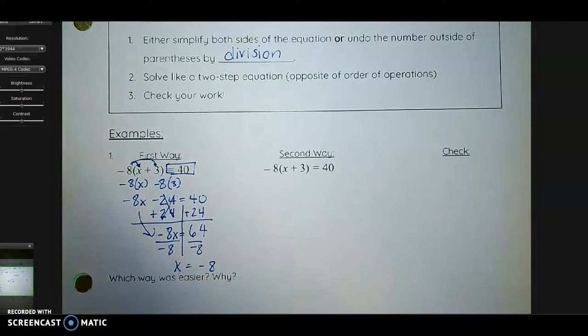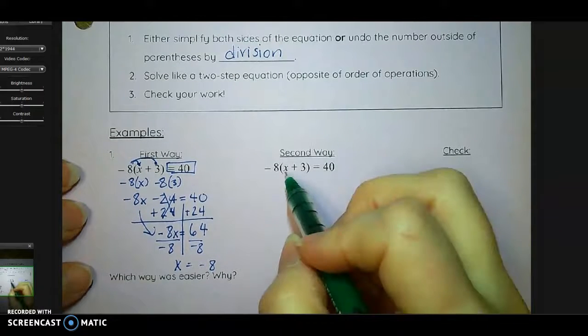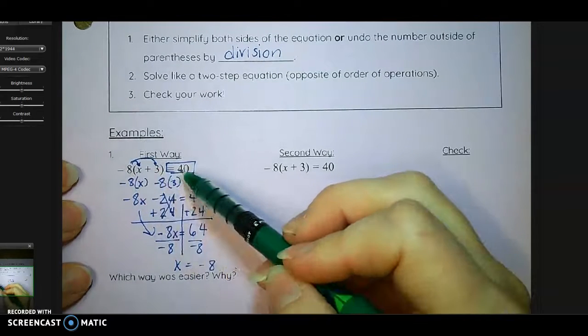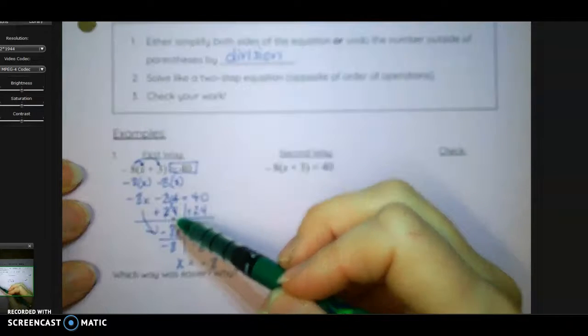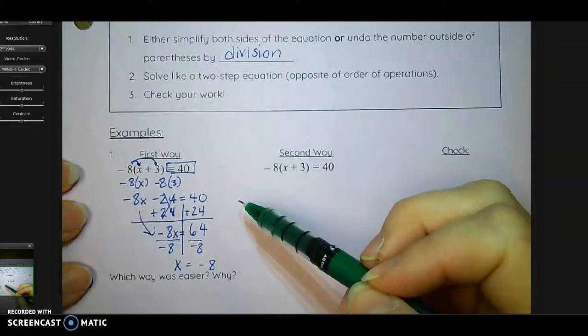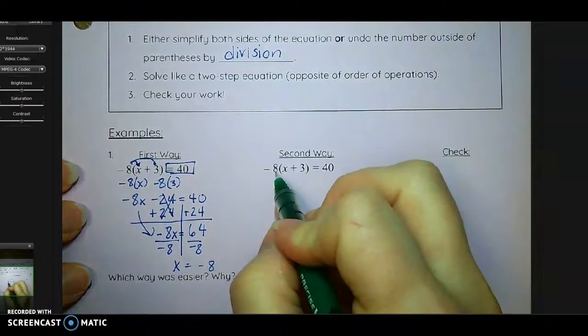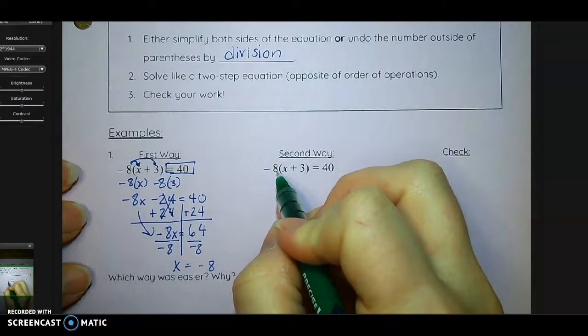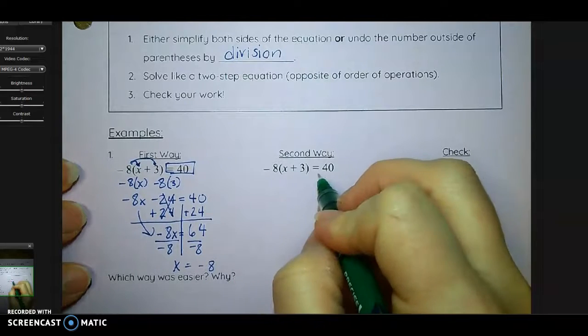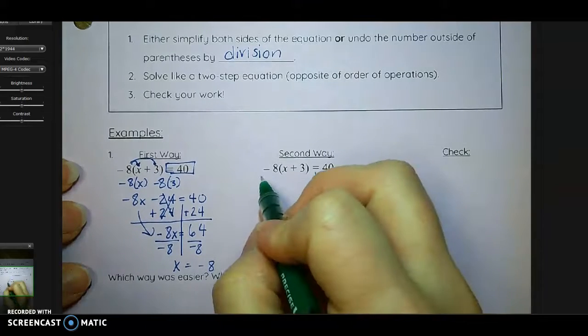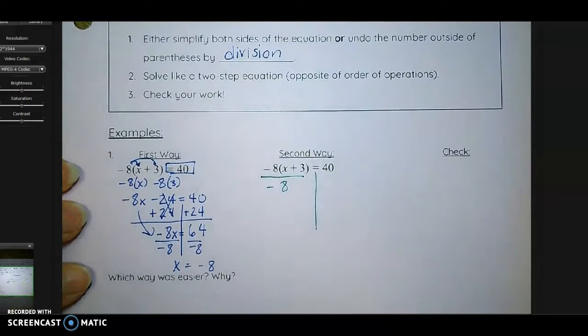The second way I can do this is by looking at this and going, if you noticed in the first one you multiplied by negative 8, and then you had to come back at the end and divide by negative 8. And you're like, I wonder if there's an easier way to do this. Well, since this negative 8 is going to end up being multiplied times everything on this side of the line, I can start out by dividing by negative 8.